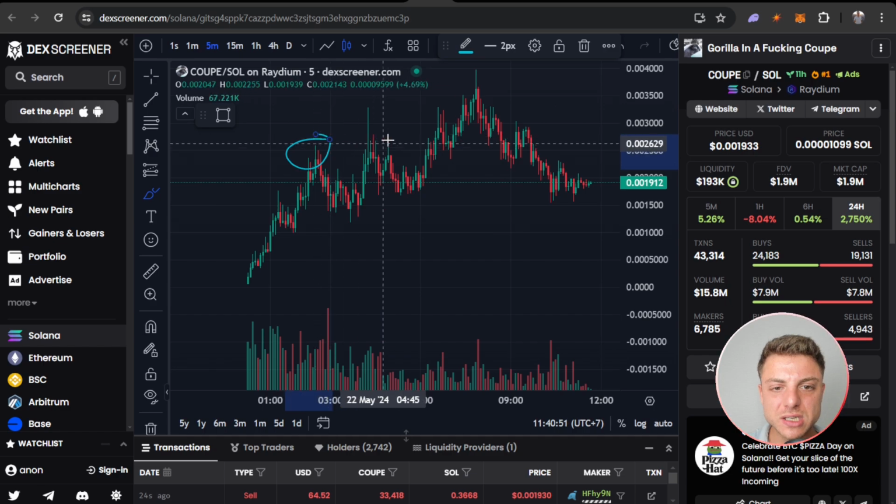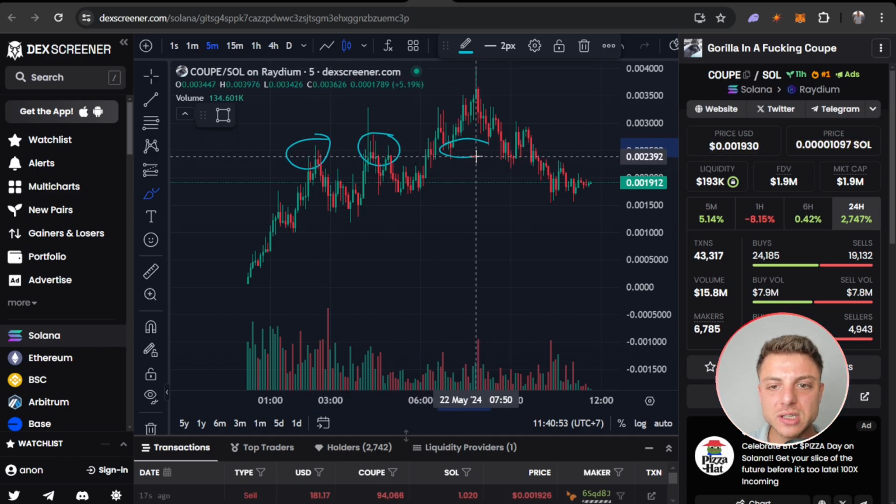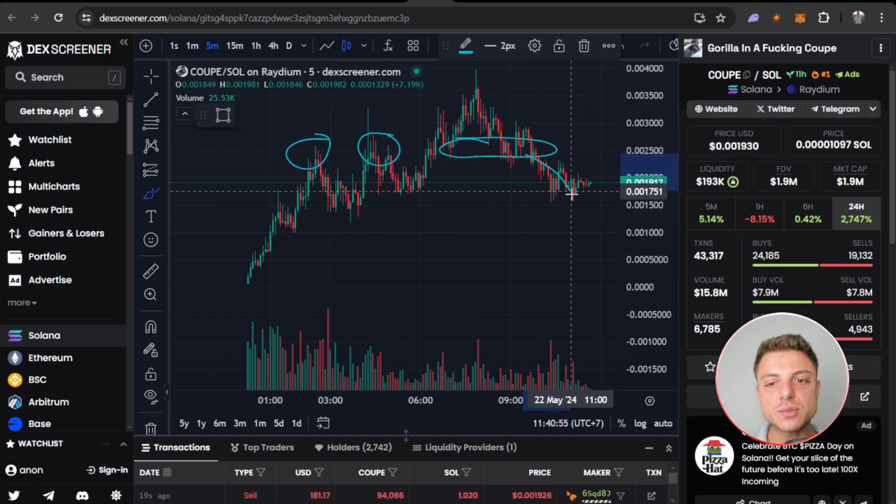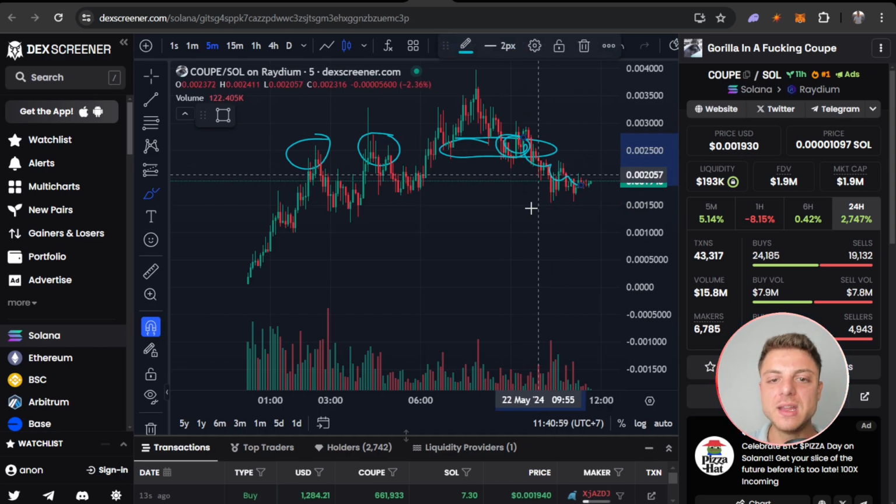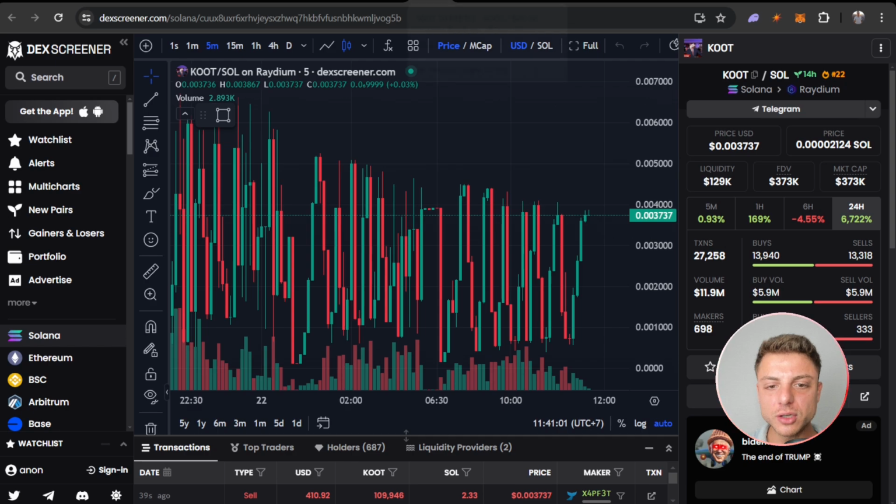Initially, we did have this resistance, and you would have thought that this support to resistance flip would hold, but that's why trading is not a 100% game. Unfortunately, this one has broke down. Would not be a coin that I'm looking at. We move on to the next one.